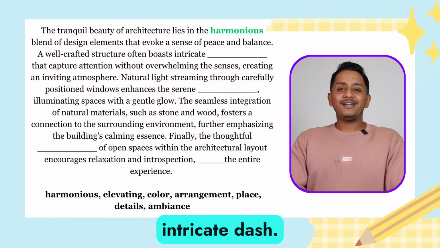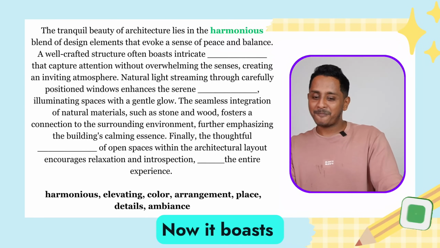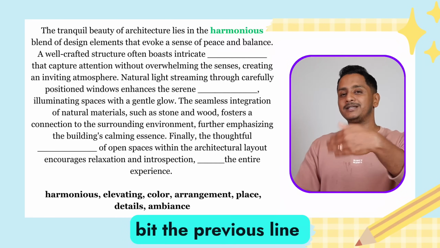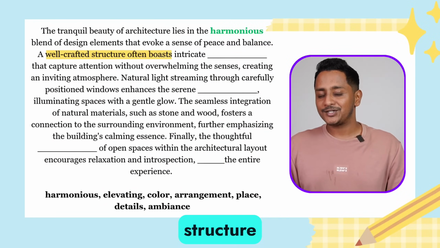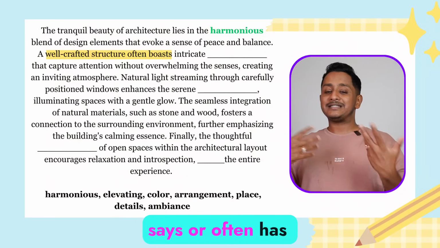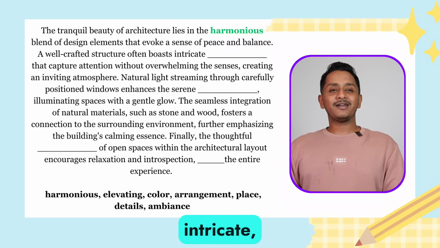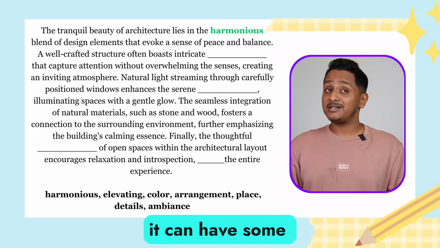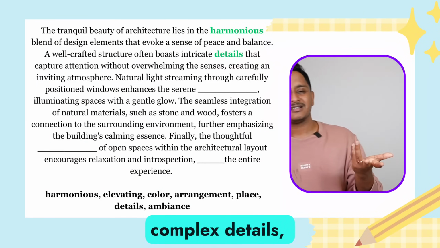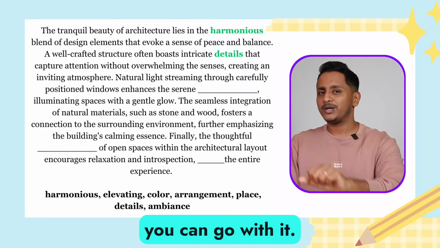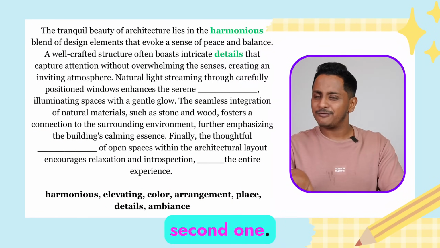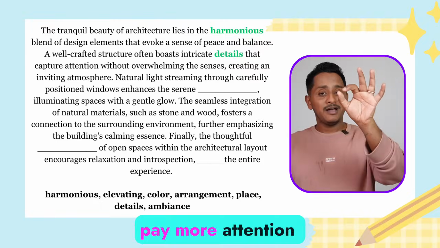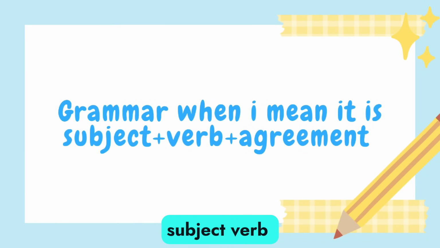The next one, intricate dash. Now it boasts intricate dash. Intricate means complex. Correct? If you read a bit of the previous line, a well-crafted structure often boasts, often says, or often has. Intricate, well-crafted, if they have really made it a beautiful structure, it's going to have some complex details. Vocabulary based, but grammar also you can go with it. So if you're making a mistake in the second one, that means grammatically you're not able to apply the logic. Pay more attention.